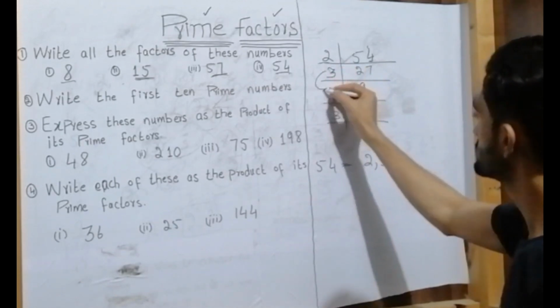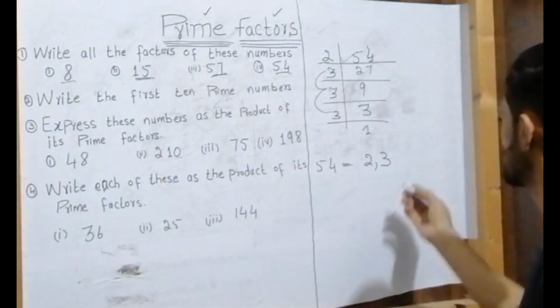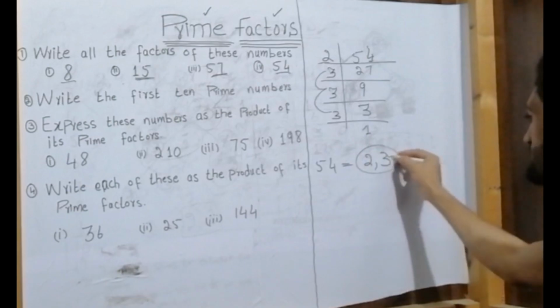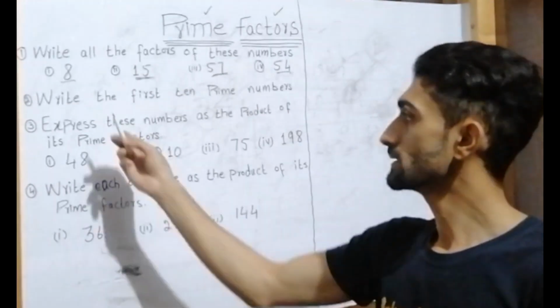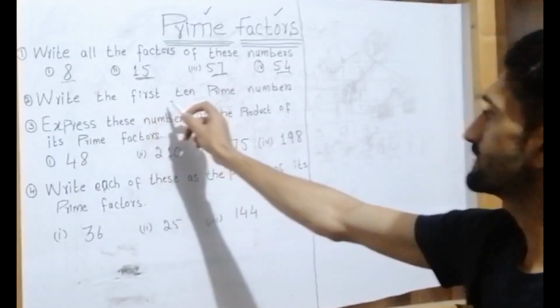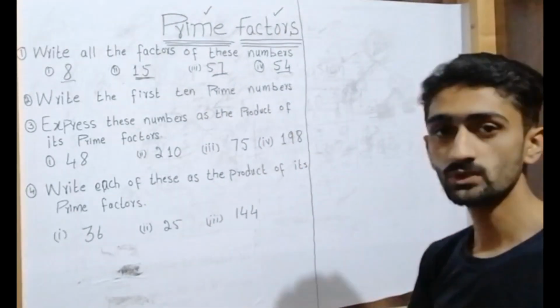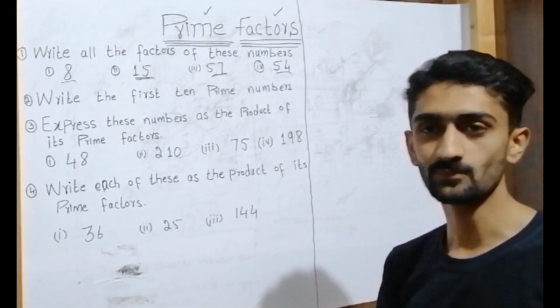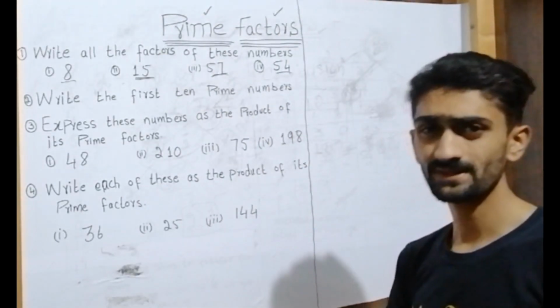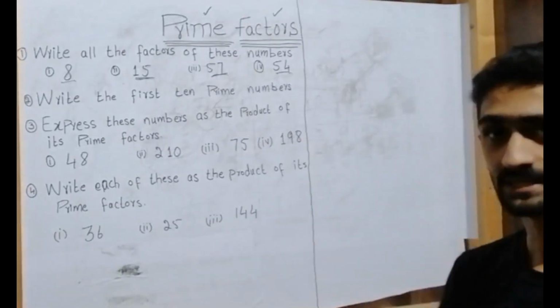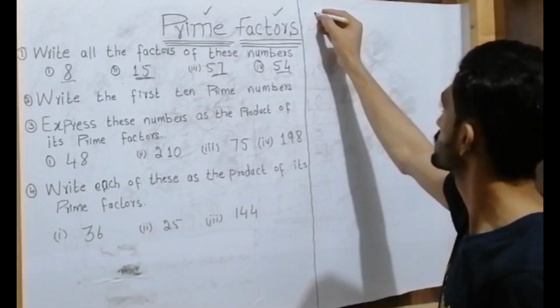As the 3 is repeated multiple times, so it is enough to write just once. Now let's jump to the other question, which is: write the first 10 prime numbers. We are asked to write the first 10 prime numbers. So first of all, we will write the first 10 numbers, which are from 0 to 9.